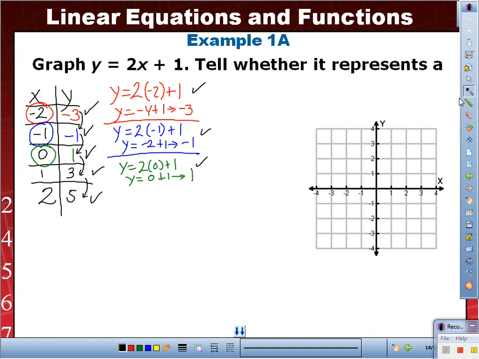Here we go. Negative 2, negative 3. Negative 1, negative 1. 0, 1. 1, 3. And 2, 5. Get your index card. Get your straight line going through those points.